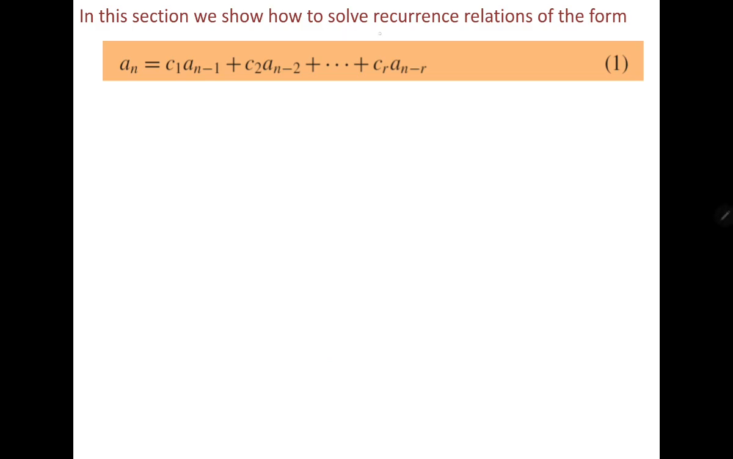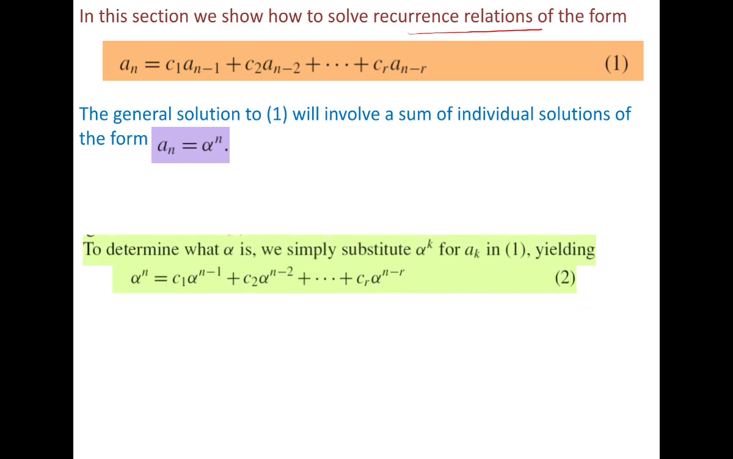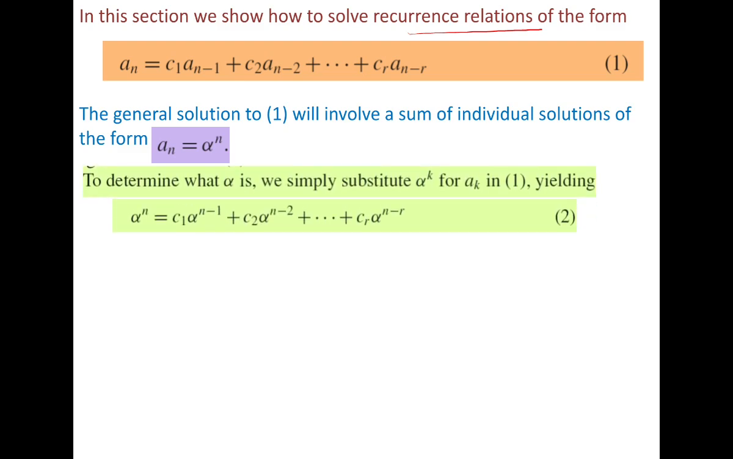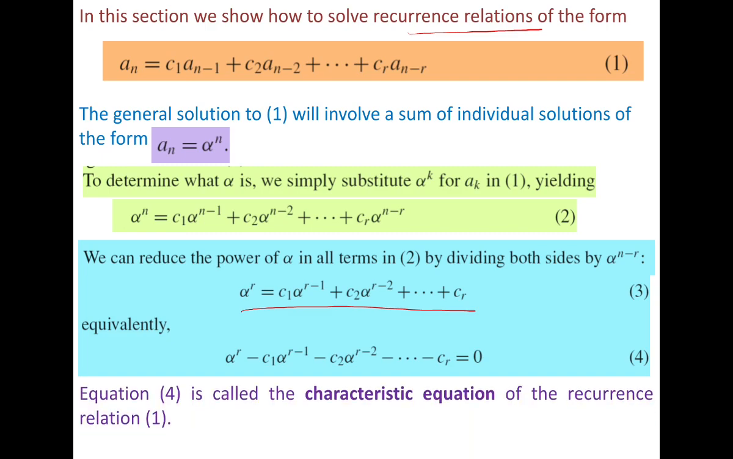So we need to solve this recurrence relation, which is a homogeneous recurrence relation, and to solve it we will take the solution of the form alpha raised to the power n. So if I substitute alpha raised to the power n, then it becomes as follows. Now I can simplify it by reducing the power of alpha, and it becomes a polynomial of degree r. Or if I take the terms on one side, then we call it the characteristic equation.